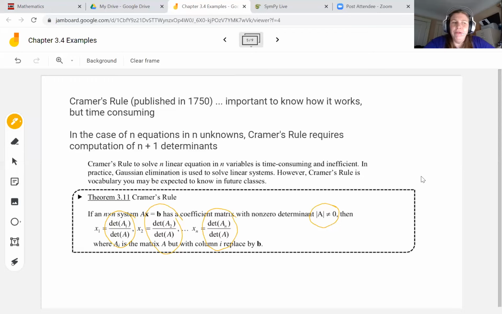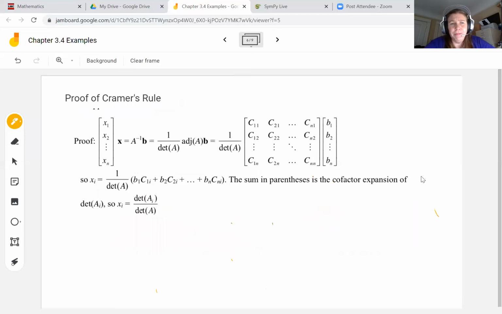We can apply this for n solutions, so that xn is found by taking the determinant of An divided by the determinant of A, where An is the matrix A with the nth, or the last column, replaced by B, the solution vector. So let's look at the proof of Cramer's rule.